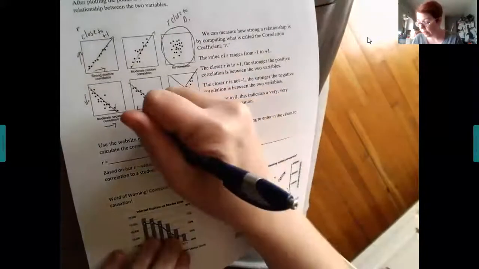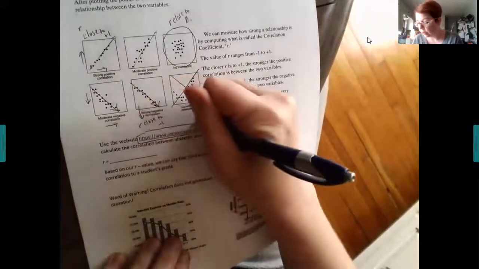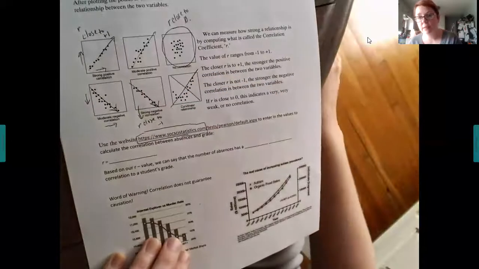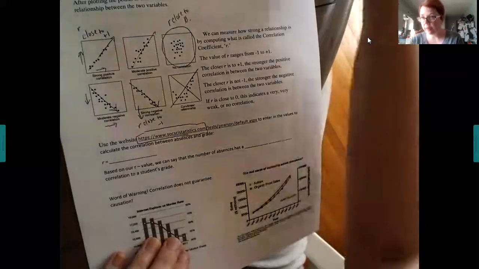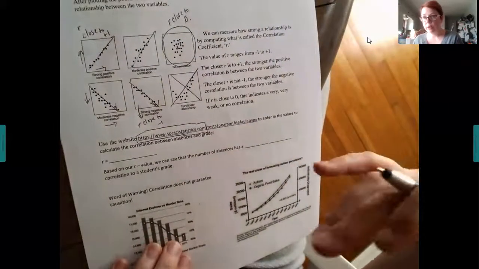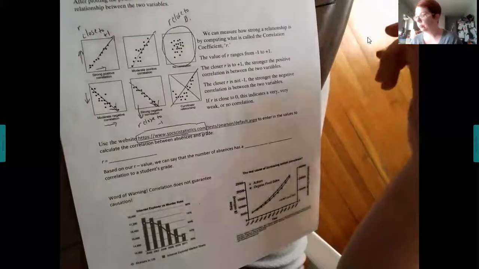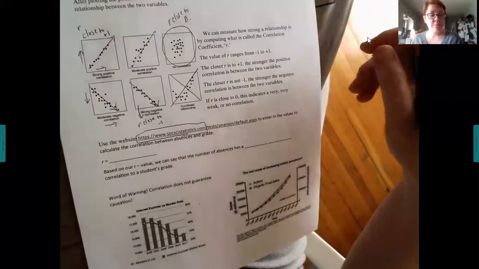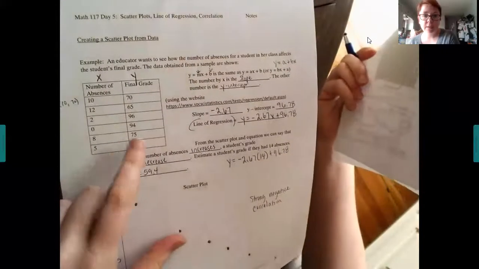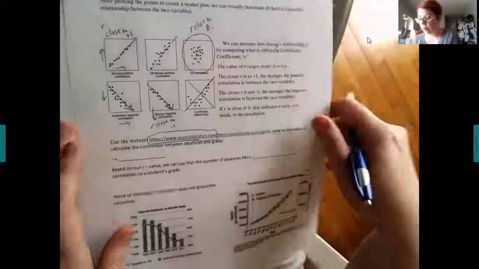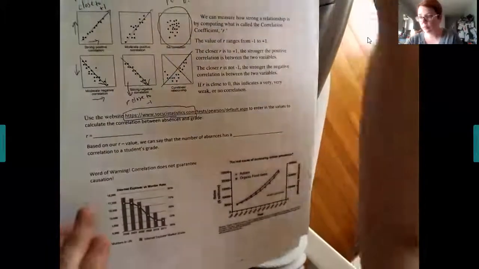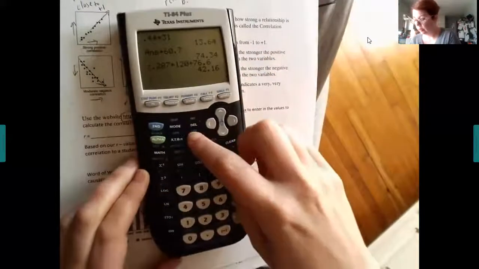The same website that we got the line of regression also has the correlation coefficient calculator. I've already done it in an actual calculator, so we're going to use the data from our previous example. In our previous stuff, we had the number of absences and the final grade. This is our X, this is our Y. And we're going to put that into our calculator or the website and get that R value.